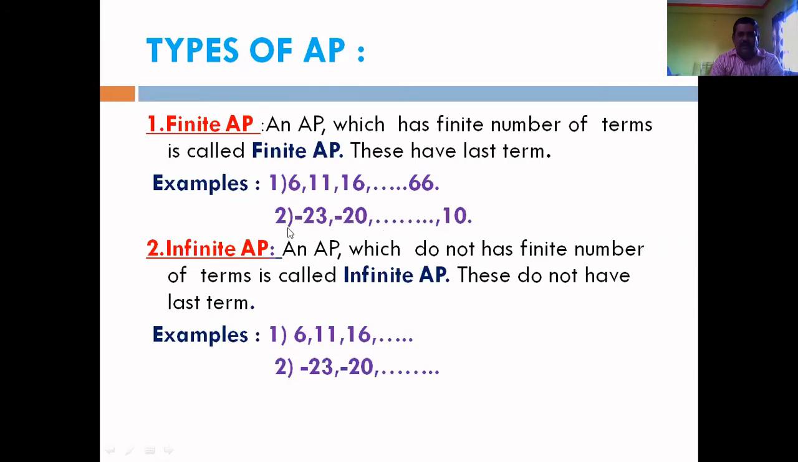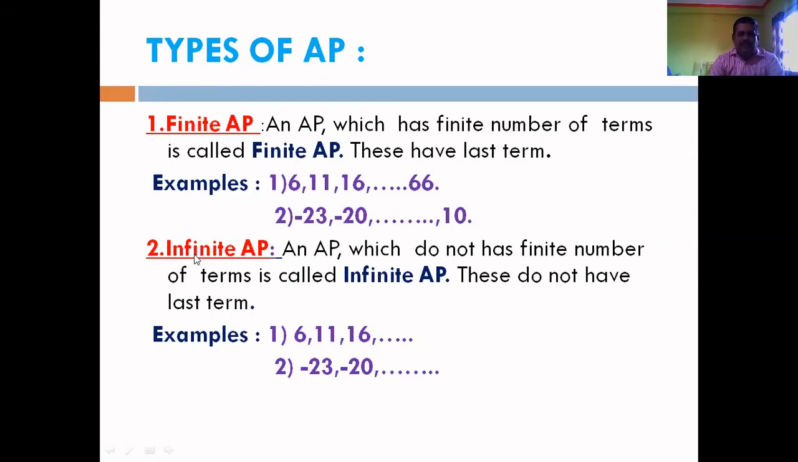In the second example, we have minus 23, minus 20 up to 10. Here the common difference is minus 20 minus of minus 23, that means plus 3, and the last term is 10. So this is an example for finite AP.